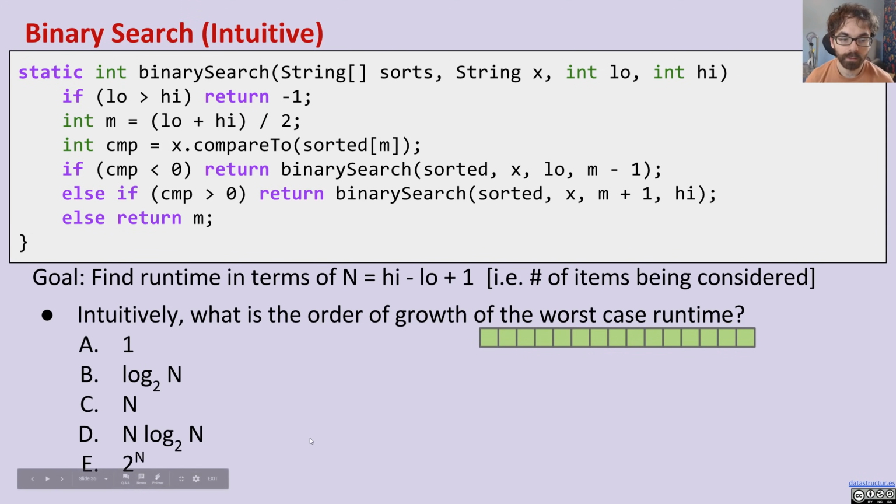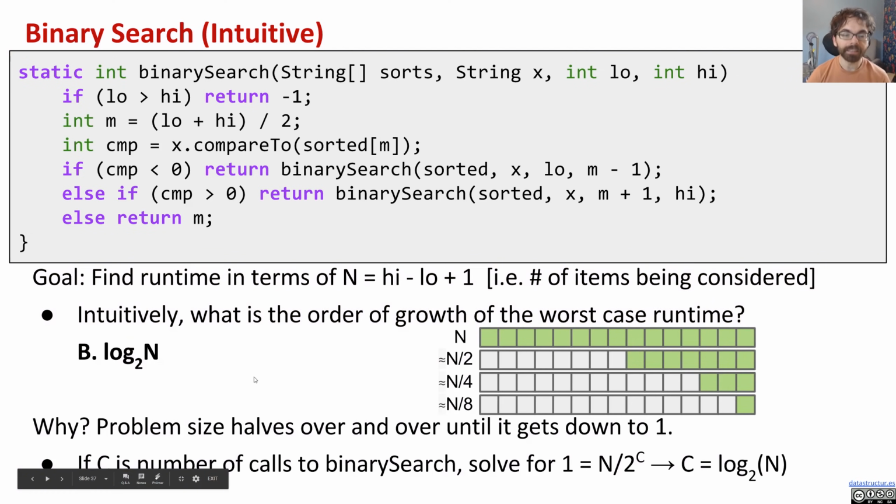Okay, so log n is the correct intuitive answer. And the way to think about this is to say, well, initially we have n items, but then after we've done one step, we have n over 2 items roughly, then we have n over 4 items roughly, and then n over 8 items roughly, until we get down to having just one. And so we could think about it as we're cutting the array in half over and over and over until we have just one item left.